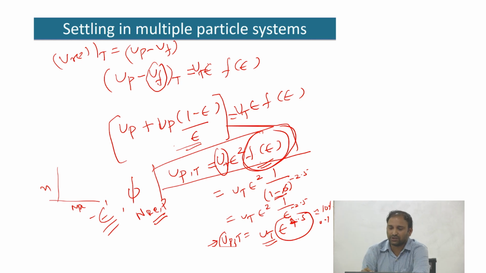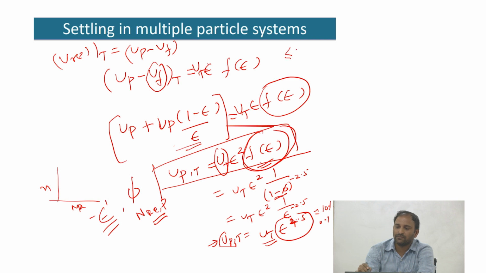So it turns out that the f of epsilon, the functional form that you have, people have different functional forms. For example, for concentrations typically up to about 0.03, that is 3% by volume, this f of epsilon is typically 1 divided by 1 plus 2.5 times phi, which is basically a special case of this.